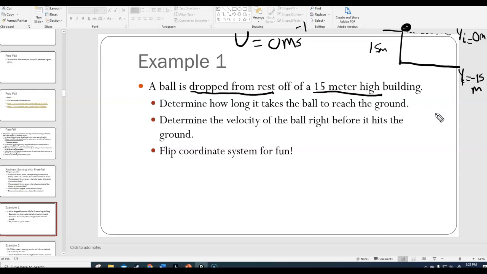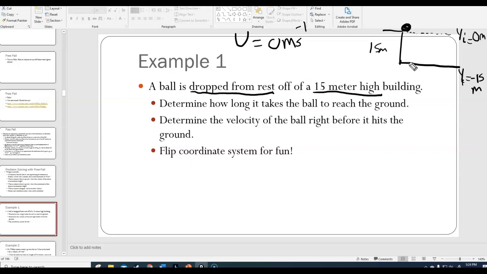Okay, because it's falling down. Now, why is it negative 15 meters? Well, because clearly if the height is 15 meters and I define my coordinate system so that the top of the building is 0, then when it's fallen down 15 meters, it's 15 meters below where it started from. That would be a position of negative 15 meters.